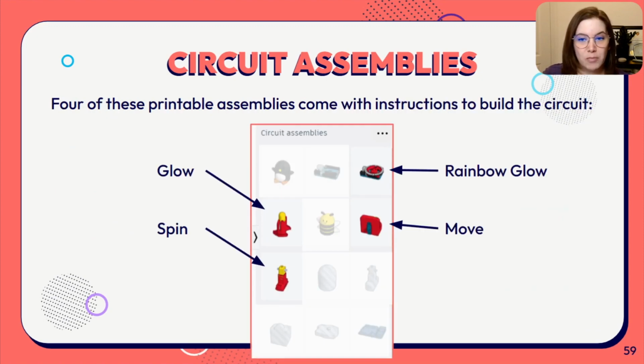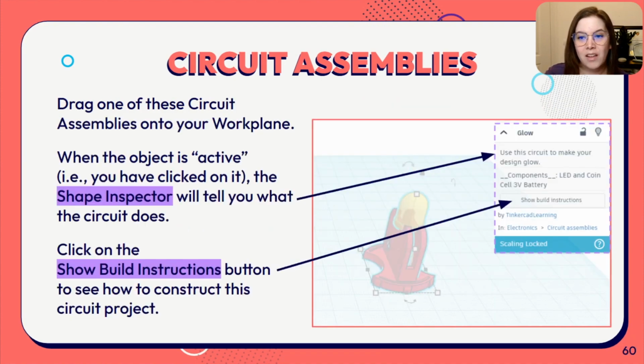Four of these printed assemblies come with instructions to build the circuit once you've printed them. They're pictured here in this slide, but you can easily find them in your own Tinkercad library. They are the Glow, Rainbow Glow, Spin, and Move assemblies. Once you drag one of these four assemblies onto the blue Tinkercad workplane, the Shape Inspector will tell you what that project does. In this case, it says, use this circuit to make your design glow. So this is a very small project where you can put in a coin cell battery and an LED, and then put something on top of it to make it glow from the inside.